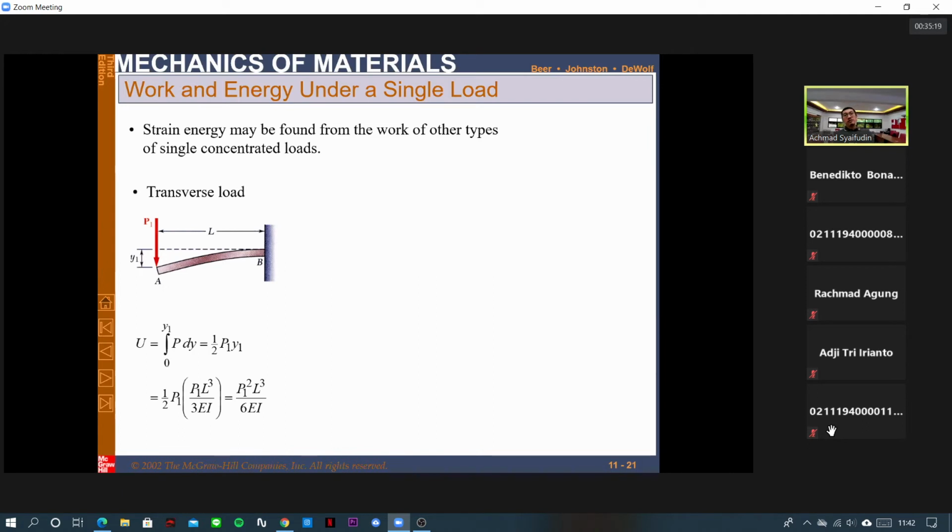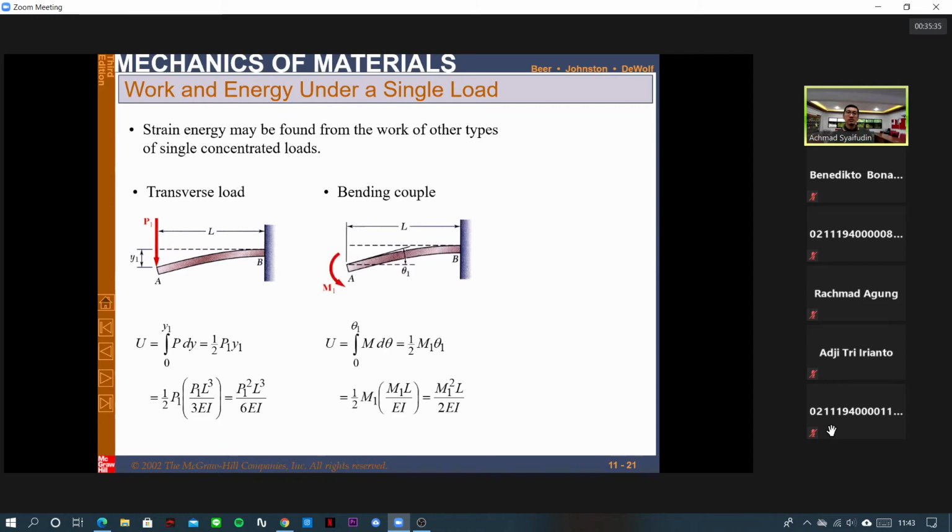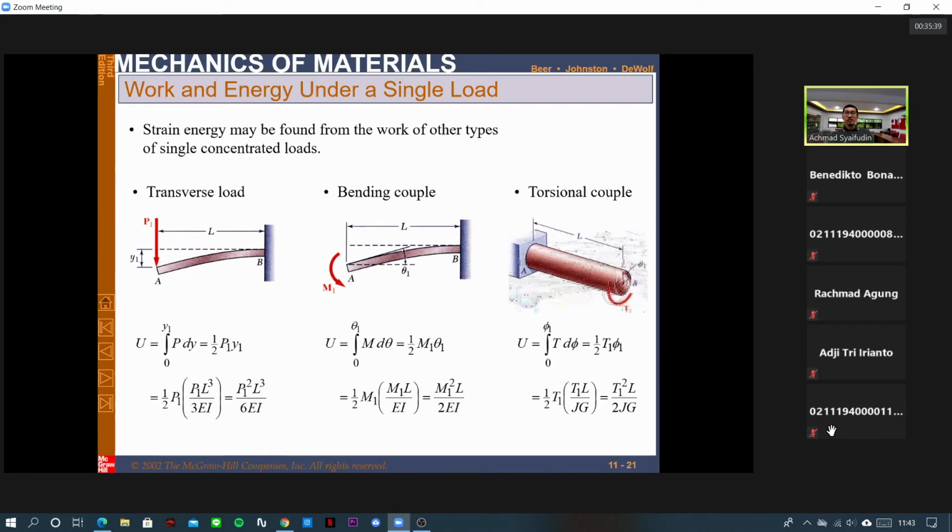Strain energy may be found from the work of other types of single concentrated loads. Yeah, this is the confirmation that we can find the strain energy from the work, from a transverse load, bending couple, and torsional couple. So this is the recapitulation. Assume the strain energy comes from single loads.